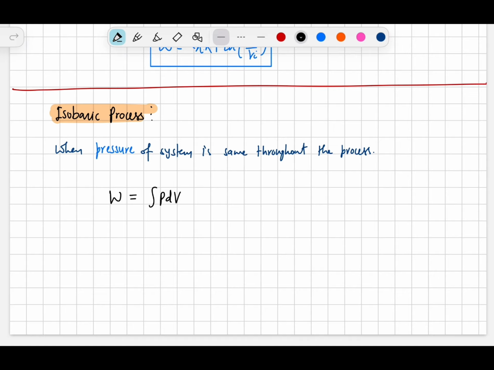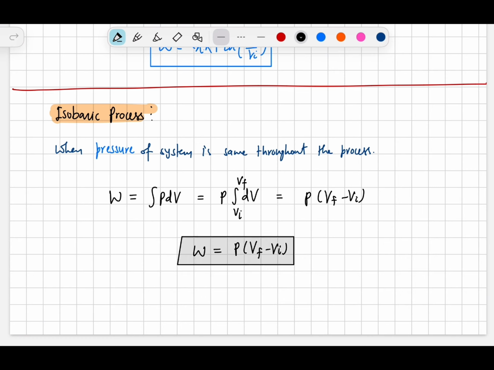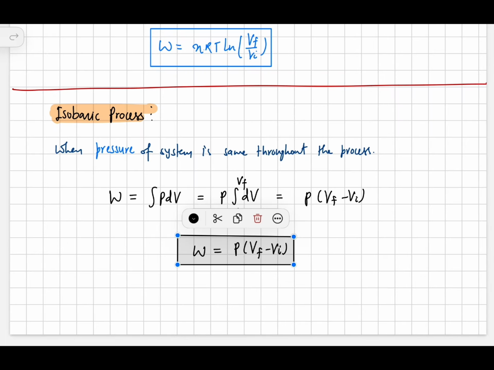So if pressure is fixed, you can pick out the P outside, then dV. And if V is changing from V initial to V final, then you can write V final minus V initial. So clearly this is the work done by the gas. And of course this is applicable for any kind of gas. Why? Because you haven't used any special relation for P. That is important.